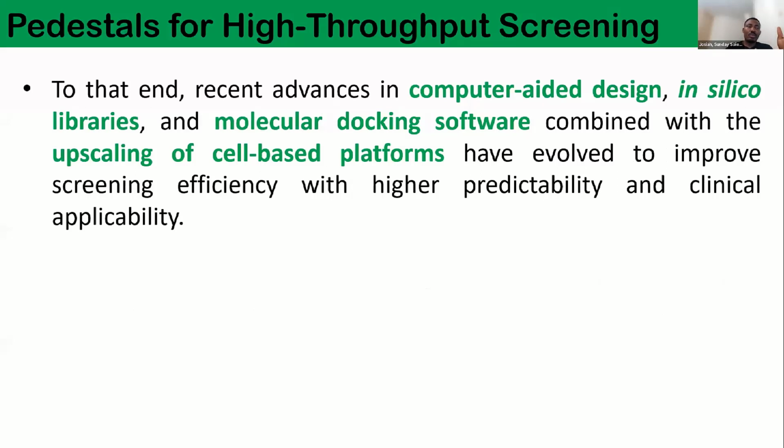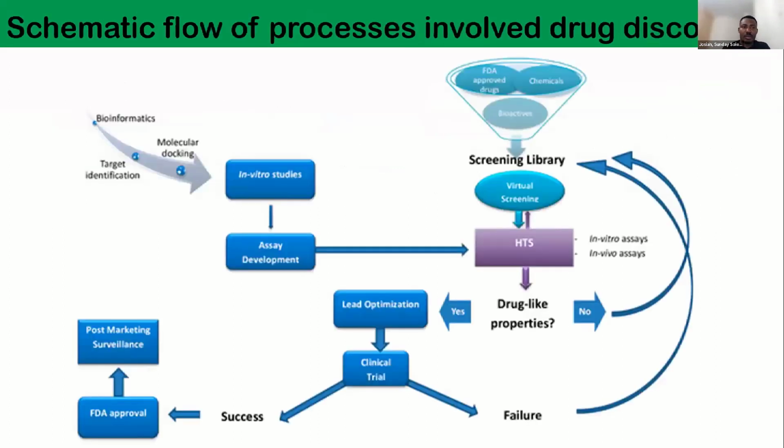So in recent time, high throughput screening has massively been employed in computer-aided design, in in silico libraries, and molecular docking software have been used together to upscale the use of cell-based platforms. So instead of wasting resources and time just going to ex vivo and in vitro, we use these aforementioned tools to do a kind of high throughput screening that gives us some level of confidence in the efficiency of what we are bringing forward, for either predictability or acceptability in the clinical phase. So this is more like the flow chart of what happens.